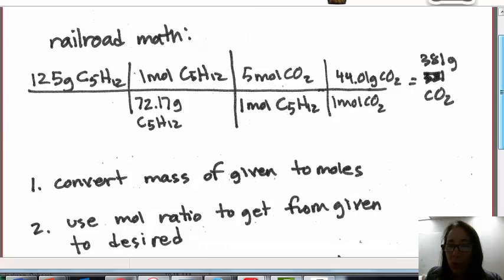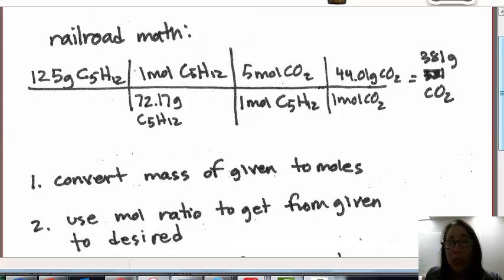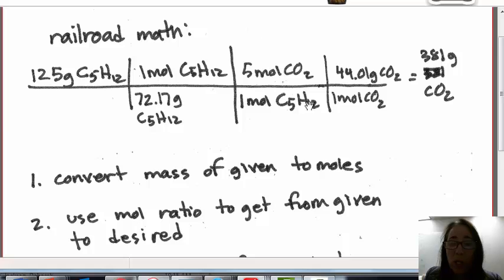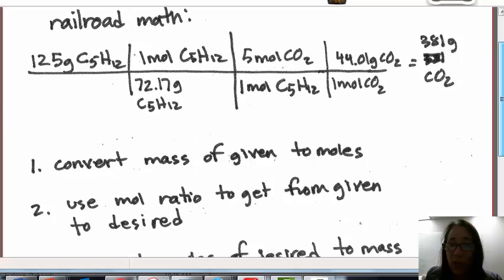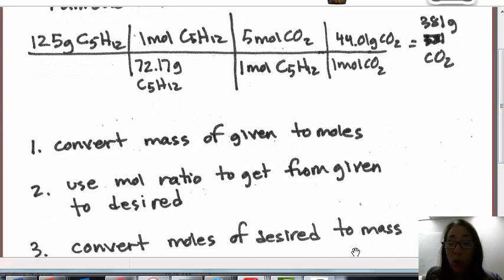Now, as we went through this process, you will go through the same process for every mass-to-mass stoichiometry problem you do. You will always start out with the mass of the given chemical, and you will convert that mass to moles by dividing by the molar mass of that given chemical. Then your next step will be using the mole ratio to get from the given chemical to the desired chemical. That will always be the second conversion factor. And then your very last conversion factor will be the molar mass of the desired chemical, and you will multiply by the molar mass.